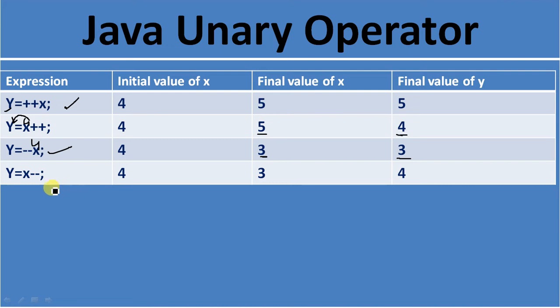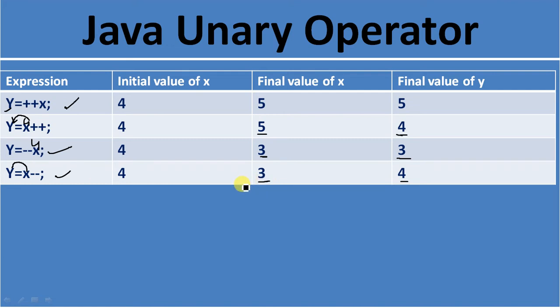Now the expression y equal to x minus minus is called post-decrement. In post-decrement, first the variable's value is assigned to the other variable and then it decrements the value by 1. So in this case the value of x is 4, which is assigned to y first. So the final value of y will be 4, and then it will decrement the value of x by 1. So the value of x will be 3.